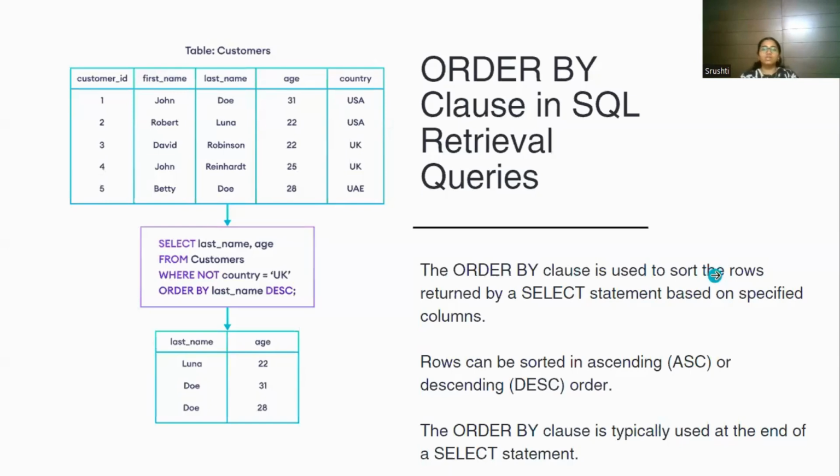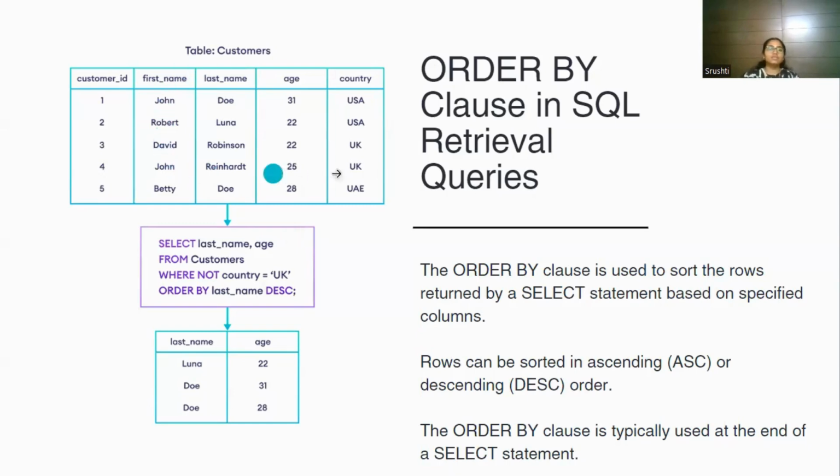Now let's move on to order by clause in SQL retrieval queries. The order by clause is used to sort the rows returned by a select statement based on specified columns. Rows can be sorted in ascending, that is ASC, or descending, that is DSC order. The order by clause is typically used at the end of a select statement.